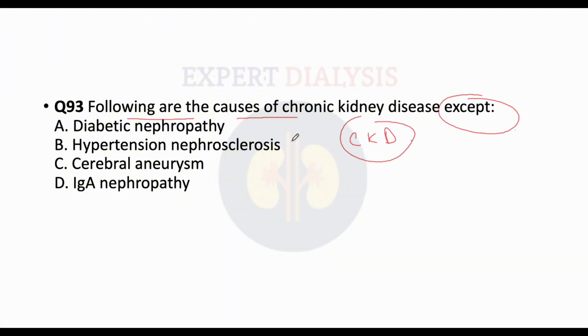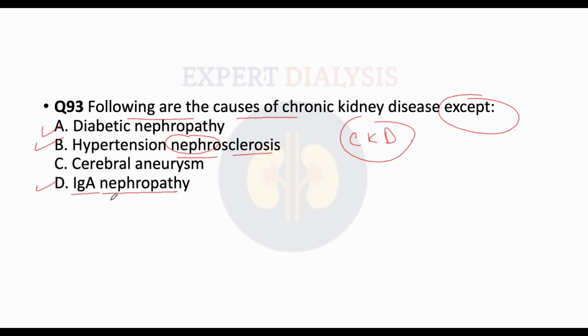Moving ahead to the third question, it says, following are the causes of CKD except. So we have to find the exception. Diabetic nephropathy, we all know it is a cause of CKD. Hypertension, nephrosclerosis, it is also related to nephron, so it can cause kidney disease. So yes, it is right. Option D is IgA nephropathy.